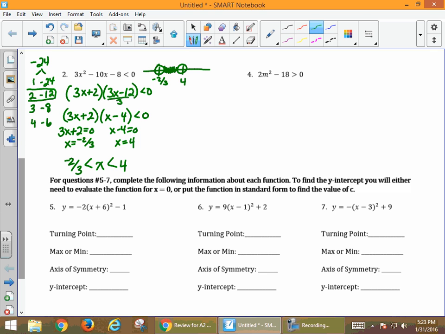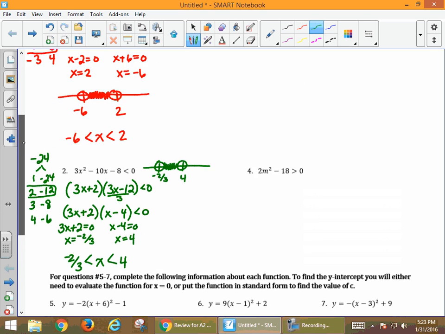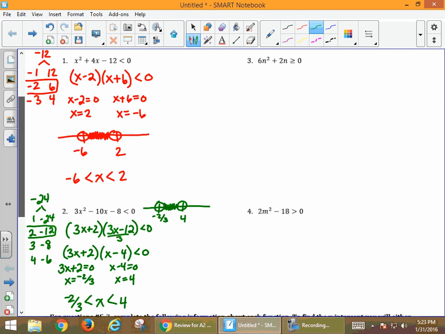I'll scroll back up to get question number 3. Question number 3. We have a 0 on the right side, which is good. Let's look for a GCF. There is one. It is 2n. I would be left with 3n plus 1 greater than or equal to 0. Let's set both of the factors equal to 0. 2n equals 0 means n would be 0. 3n plus 1 equals 0. Subtract 1, divide by 3. n is negative 1/3.